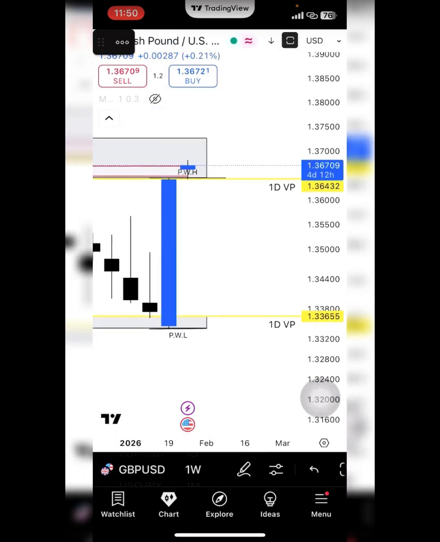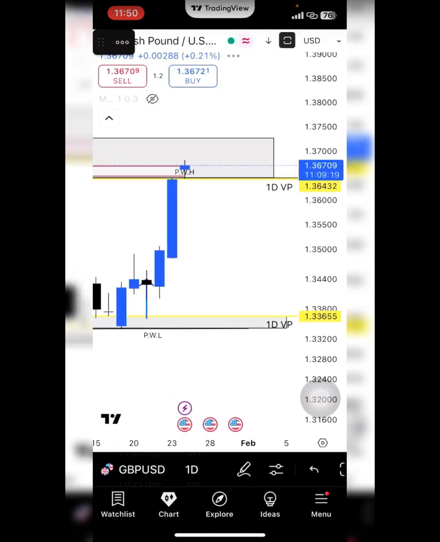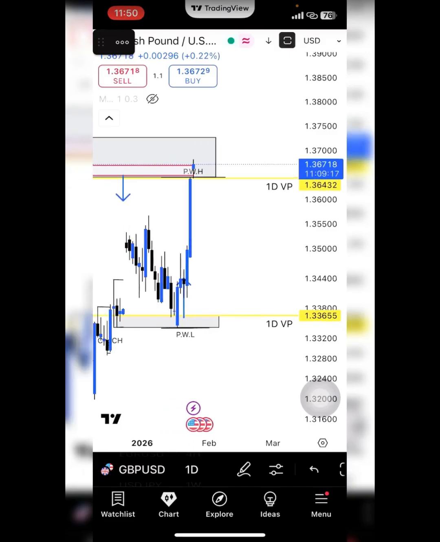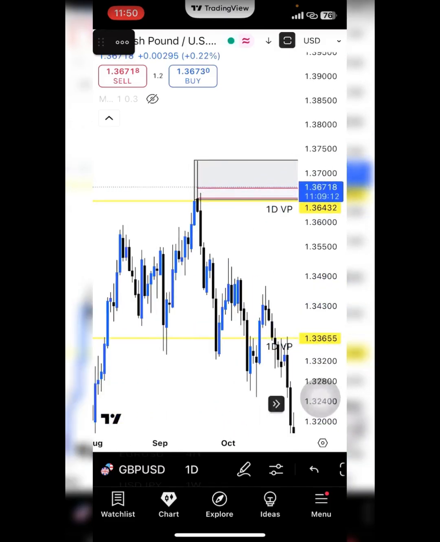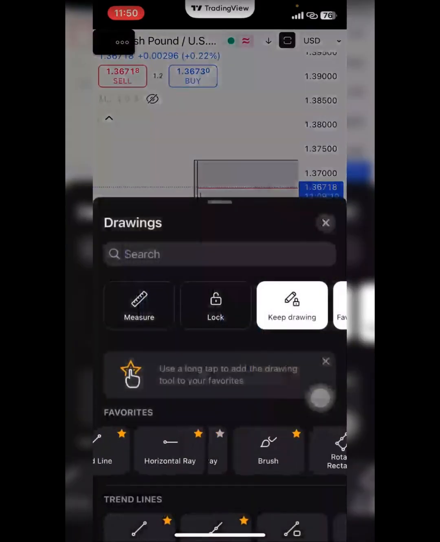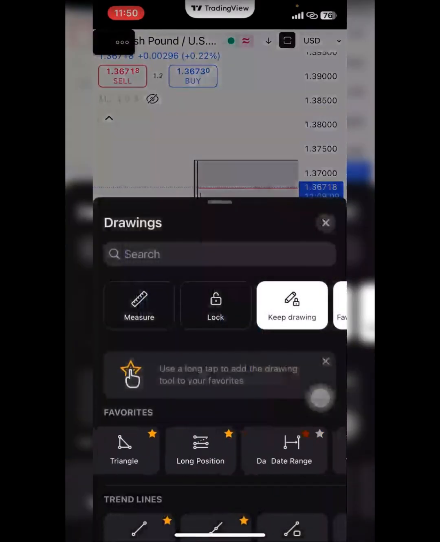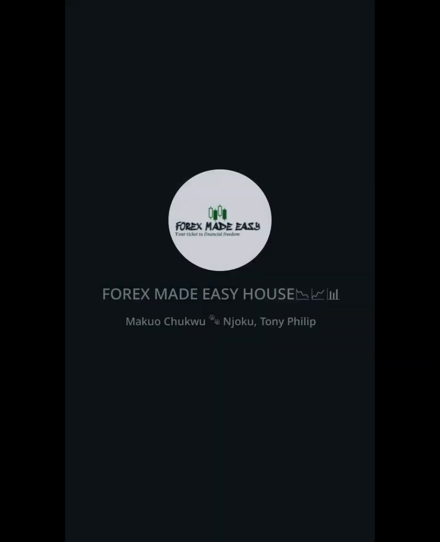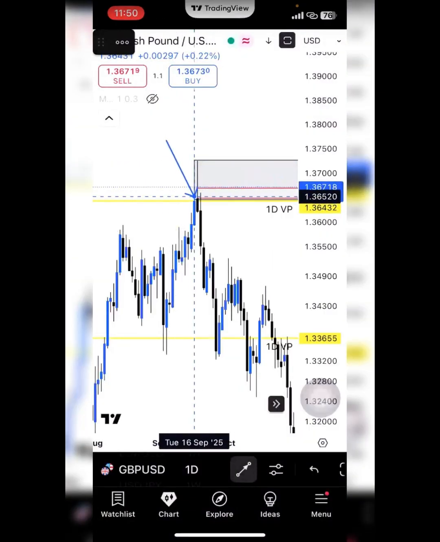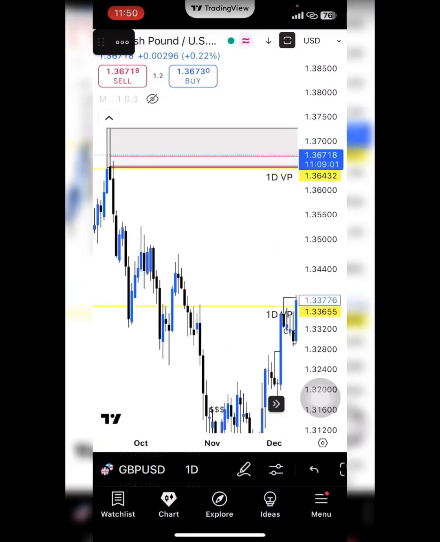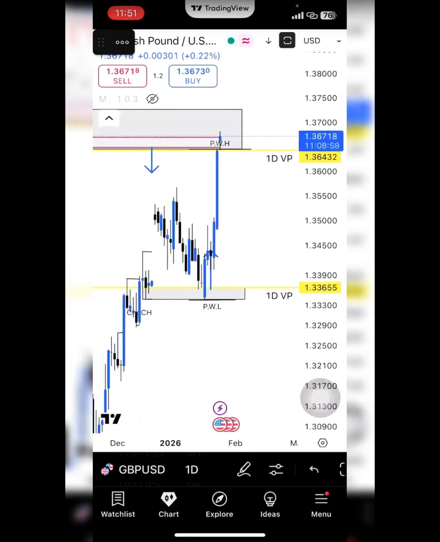Okay, then we go to daily time frame. On daily time frame, we spotted the daily demand and daily supply. This is the daily supply I see over here. And for the demand, we already marked the daily demand all the way down here. Okay, so with this in mind, let's now go to 4 hours time frame.